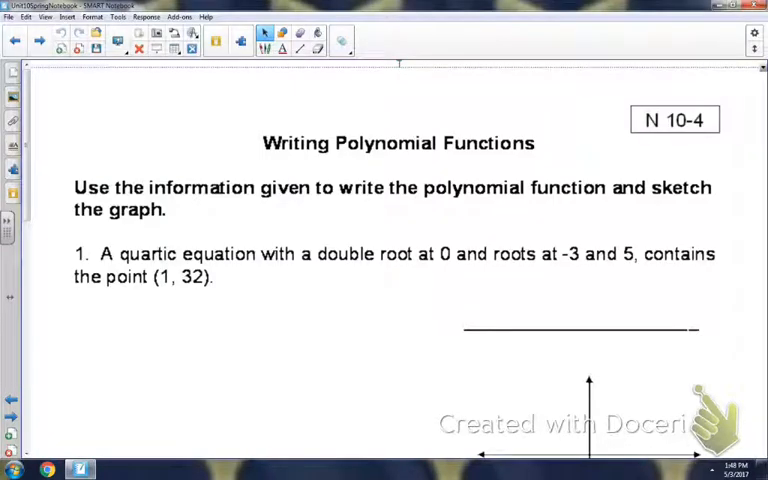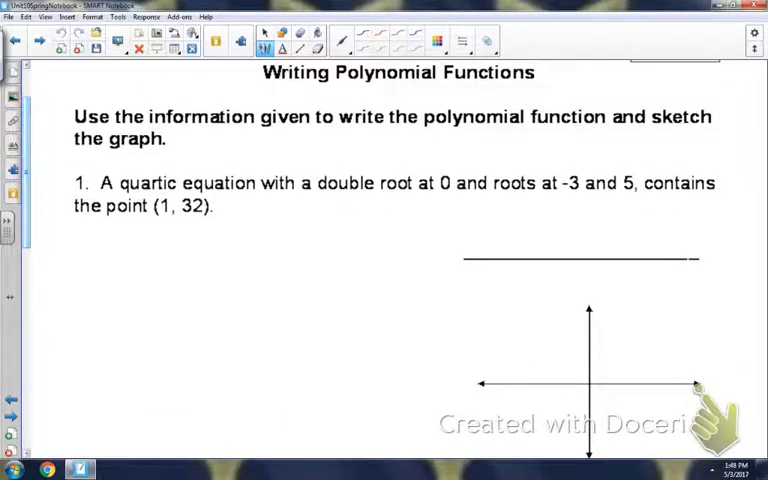All right, 10-4, we're writing a polynomial function. We're using the given information to write the polynomial function, and then you're sketching the graph. So it says on number 1, a quartic equation, remember that's x to the 4th, has a double root at 0, and then has roots at -3 and 5. It also gives us a point on our graph, which is (1, 32).